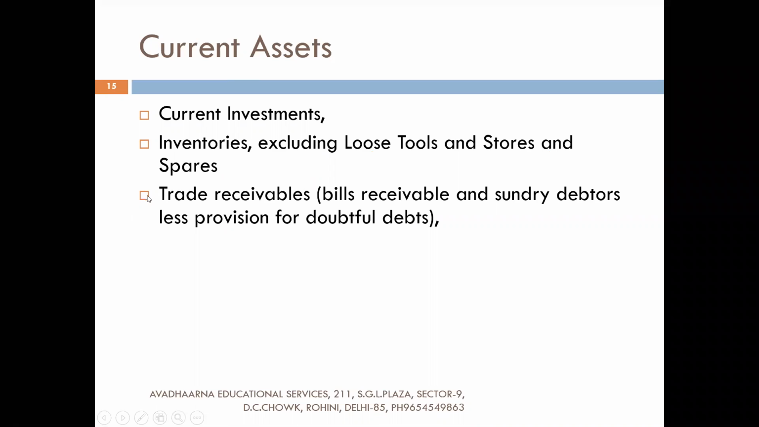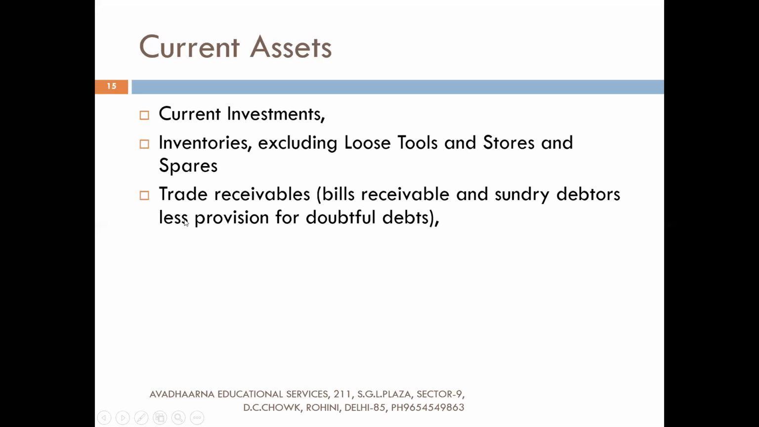Then third is trade receivable. And trade receivable is nothing but the sum total of your bill receivable and sundry debtors. From these sundry debtors, we are going to subtract provision for doubtful debt.